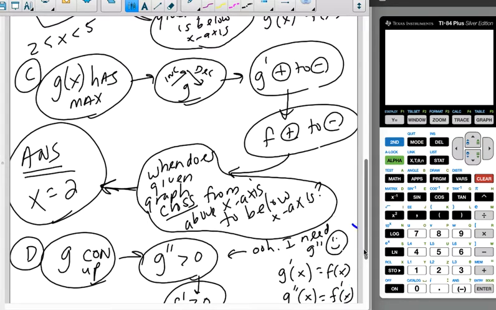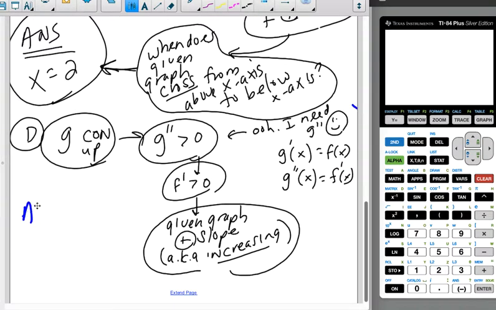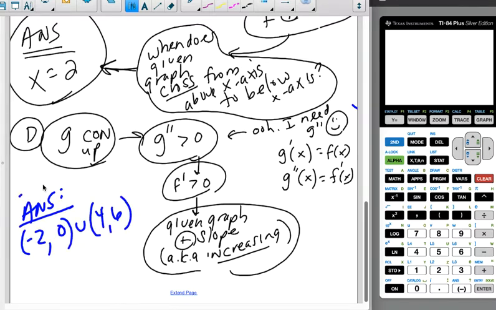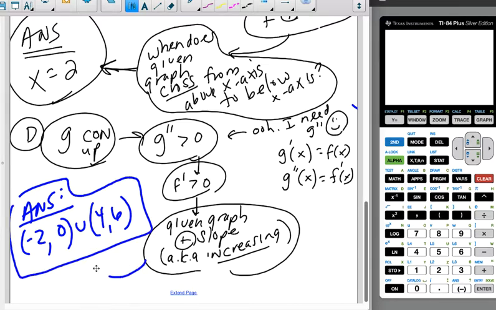So my answer, -2 to 0 and 4 to 6. And again, my justification came from all of the steps along the way when I'm able to logic through what I need based on the given graph.